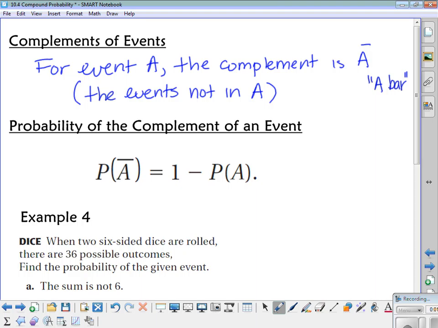So to find the probability of a complement, you just take 1 minus the probability of the event happening. So the probability of A bar is 1 minus the probability of A.